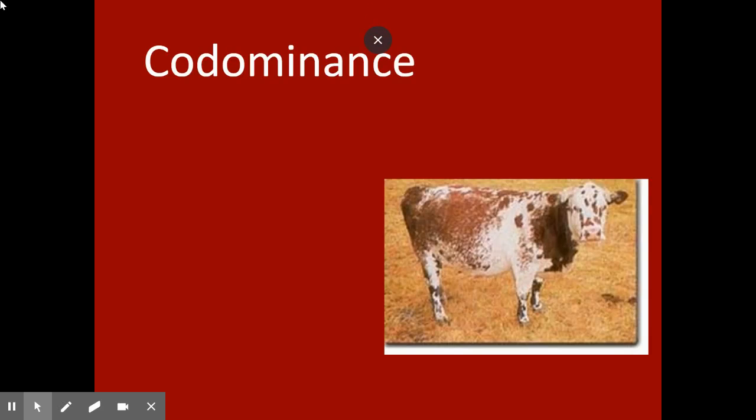So guys, now we're going to look at another type of inheritance pattern known as codominance. This is a little different than our incomplete dominance. You can see in codominance, once again, it does not abide by those dominant and recessive rules. In this case, the two alleles actually share the dominance, and so they're both shown in the phenotype, and you can kind of see that in the cow's coat coloring here.